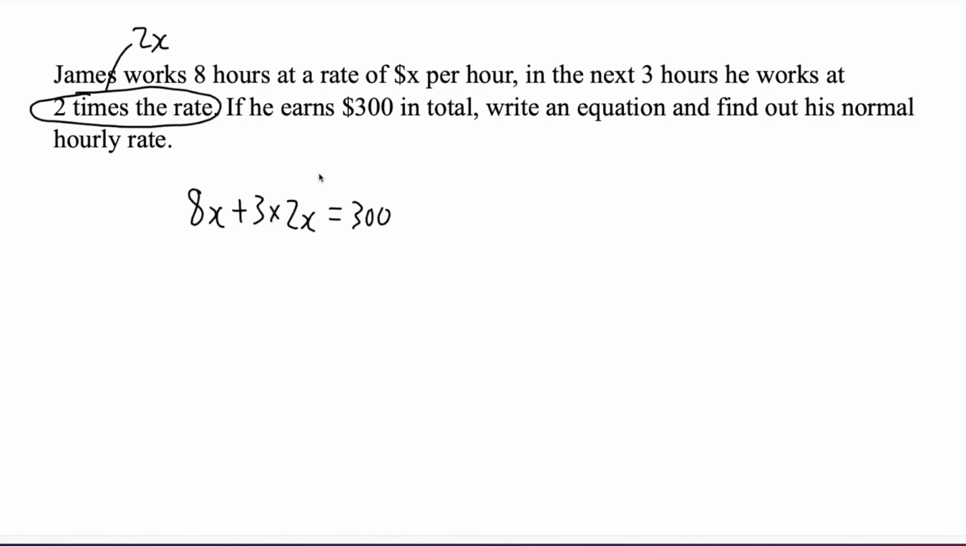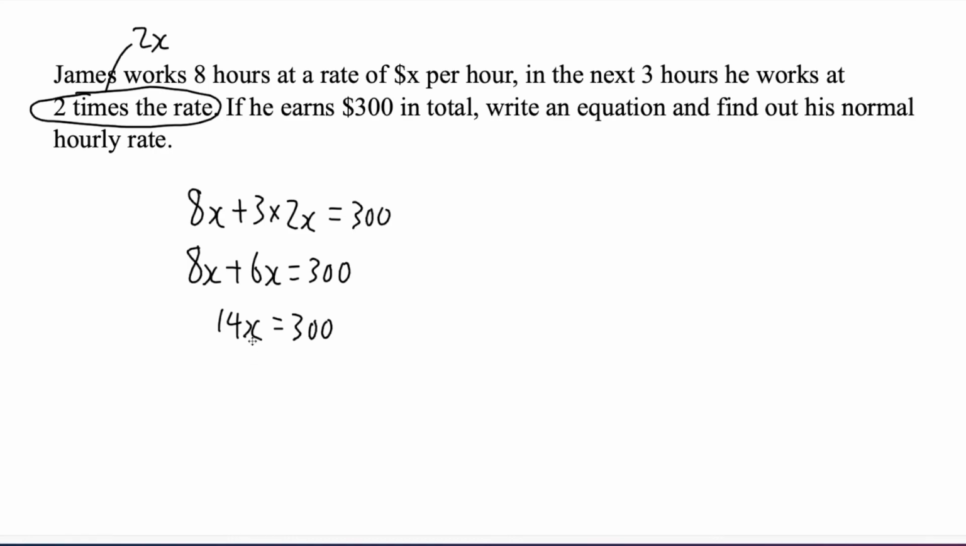Next step, you solve this equation. So we have 8x. Now 3 times 2 gives you 6. So 3 times 2x gives you 6x, is equal to 300. Okay. Now you have to simplify. In other words, collect like terms. So 8x plus 6x is 14x. You can think of it as 8 apples plus 6 apples gives you 14 apples. Equals 300.